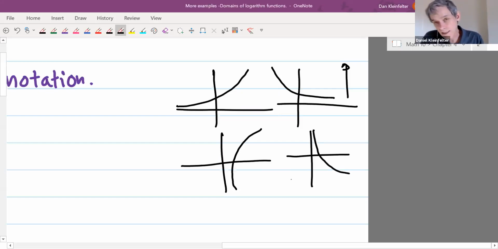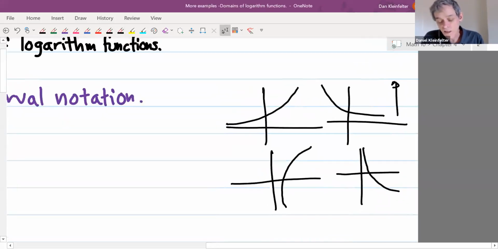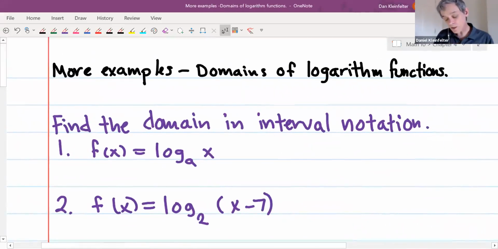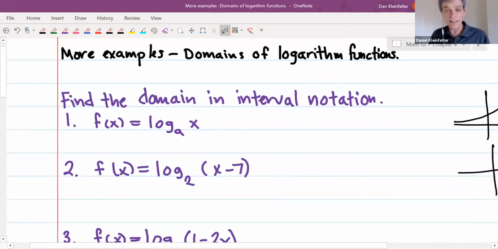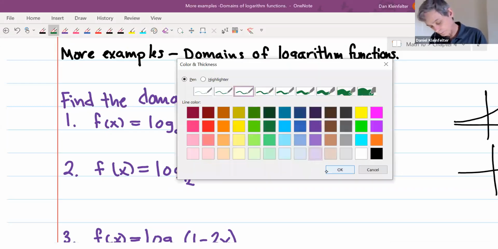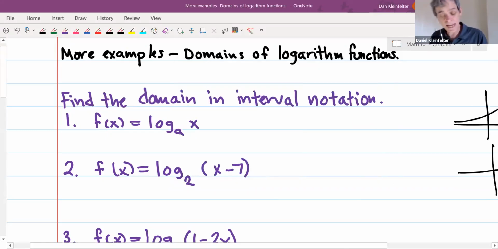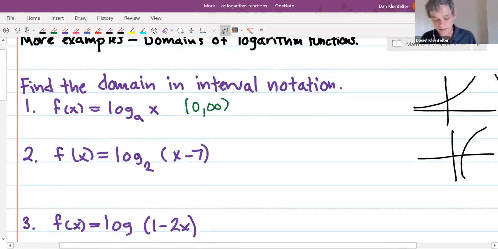But the deal is that for exponential functions, you always get a positive number out. So for a logarithm function, you have to always put a positive number in, okay? So for a logarithm function, the input has to always be more than 0. So here, let's try. We want to find the domain in interval notation for each of these. So f of x is the base a logarithm of x. Domain, 0 to infinity. Okay, so that's that. That one was easy. The rest of them are not so easy.